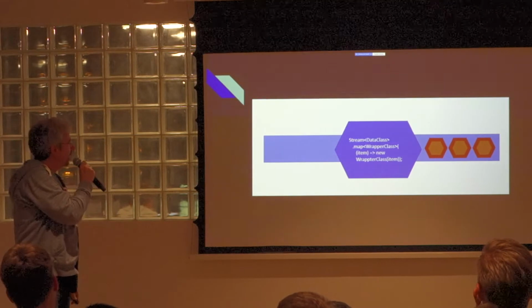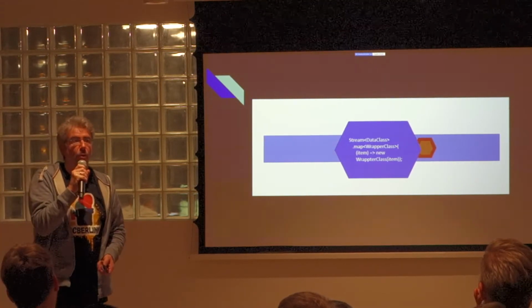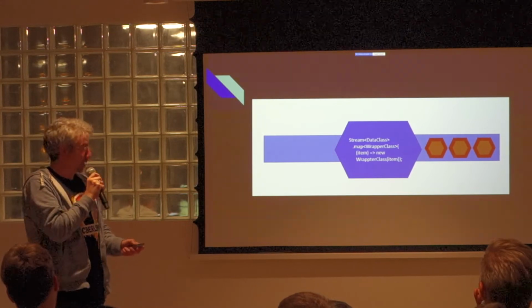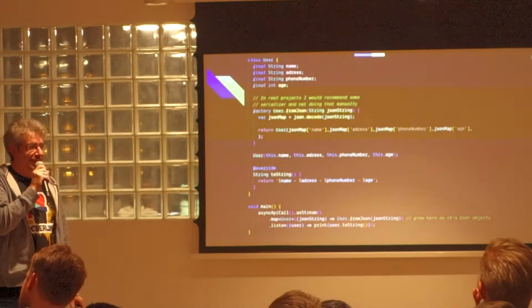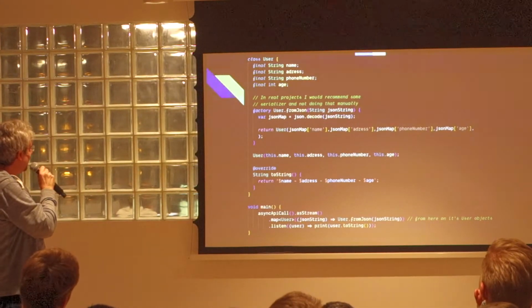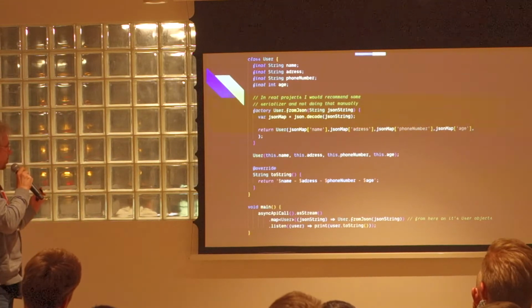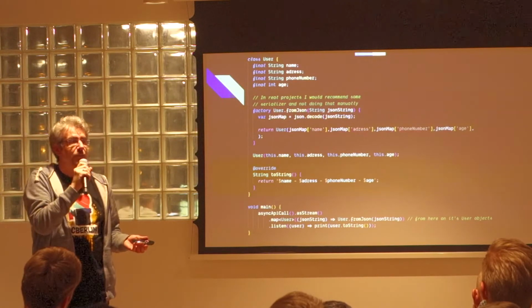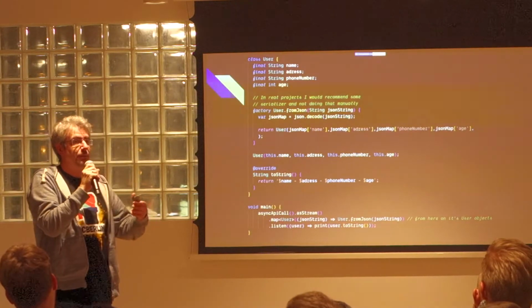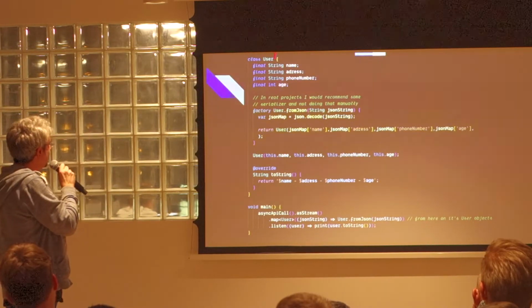For example, we can use it to wrap one object type into another, or convert one object type to a completely different one. Let's see a little bit. Now it gets a little bit more complicated. Let's assume we get user data as JSON from some REST endpoint. So we have our user class.